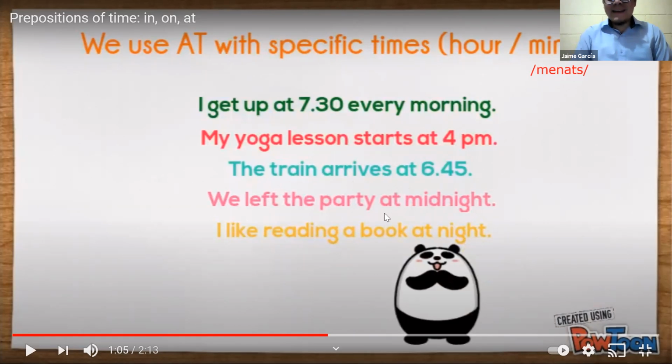We left the party at midnight. Midnight is a specific time, at midnight. I like reading a book at night, all right? So we can say that this is a standard expression, or we can say that it's an exception, because you do not say in the night, you say at night, all right? You say at night.